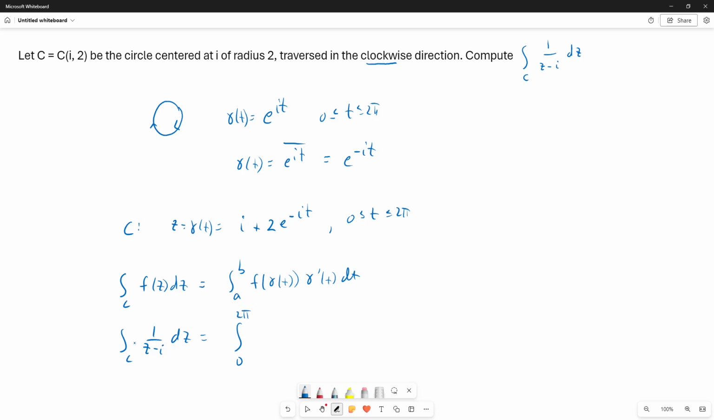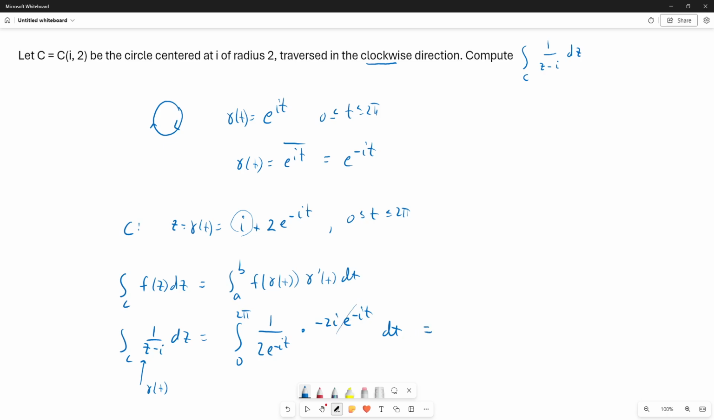f of gamma of t, so we have to put gamma of t in here. So gamma of t minus i. Well, gamma of t is i plus something. So gamma of t minus i is just going to cancel out this i right here. So we're going to get 1 over 2e to the minus it. And then gamma prime of t, the derivative of i is 0, and the derivative of 2e to the minus it is negative 2i e to the minus it.